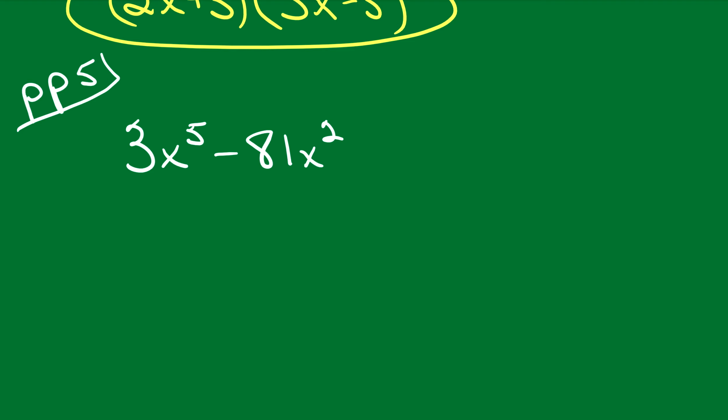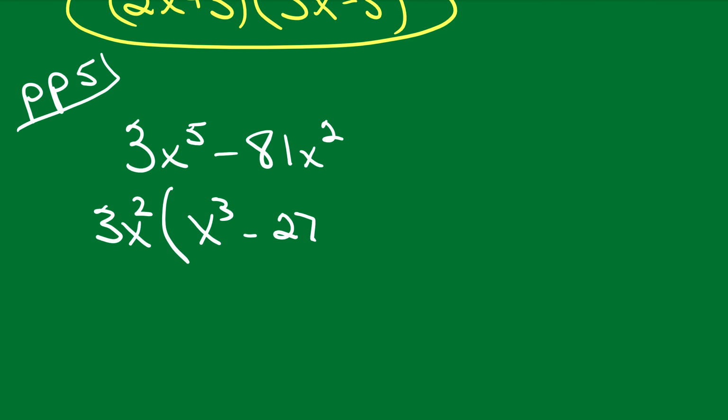Let's see, here we go with 3x to the 5th minus 81x squared. So 3 and 81, well, it looks like I can take out the 3. And then between x to the 5th and x squared comes out. Divide back what's left over, and I've got 3 divided by 3 is 1. X to the 5th divided by x squared, x cubed, minus, and what's 81 divided by 3?